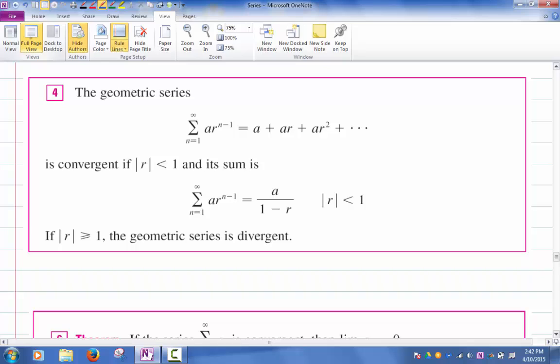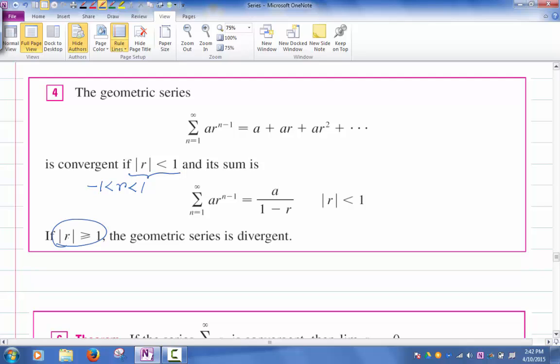I copied this from the text, so that's why their notation is n, while I was using k. The series is convergent if the absolute value of r is less than 1. Remember, absolute value of r less than 1 means that r is between -1 and 1. In that case, the sum of the geometric series is a over 1 minus r. Otherwise, when the absolute value of r is bigger than 1, the series is divergent.